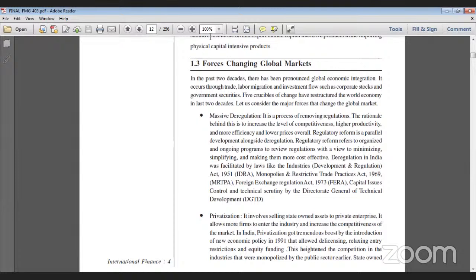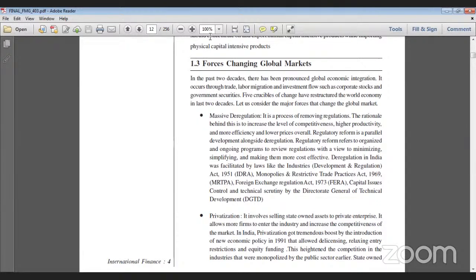Massive deregulation is the process of removing regulation. The rationale behind this is increased competition and higher productivity, with more efficiency and lower prices overall.